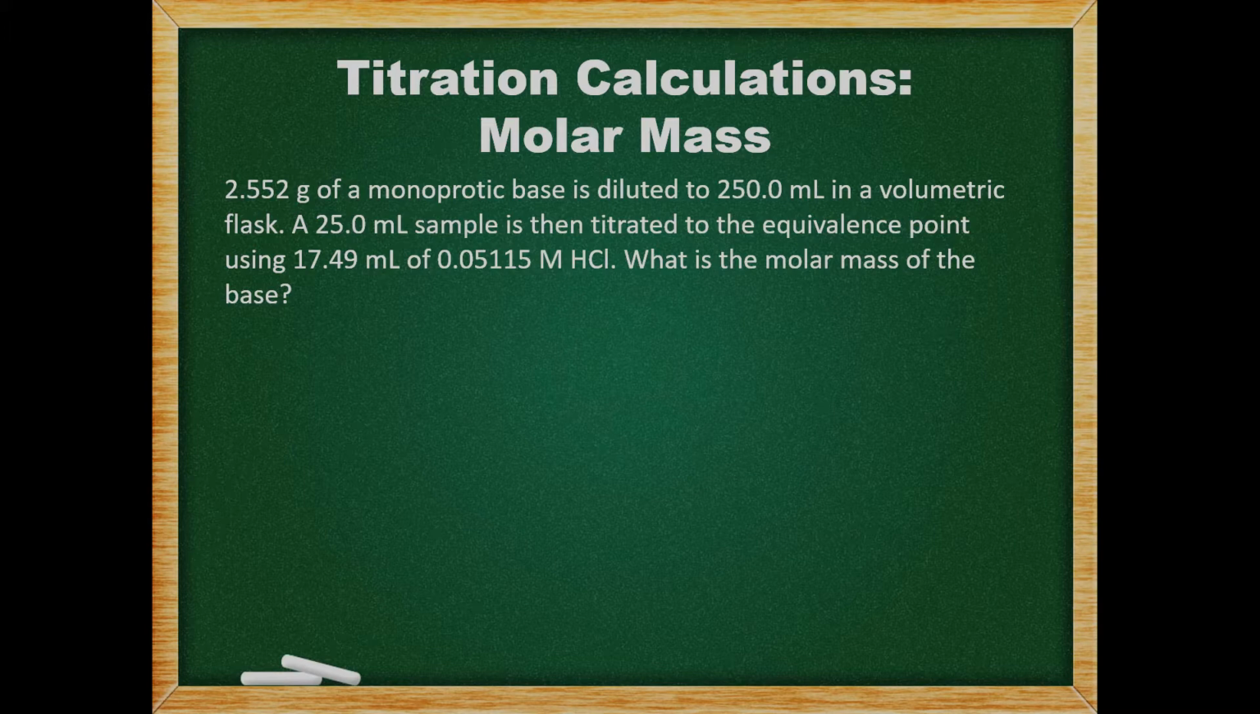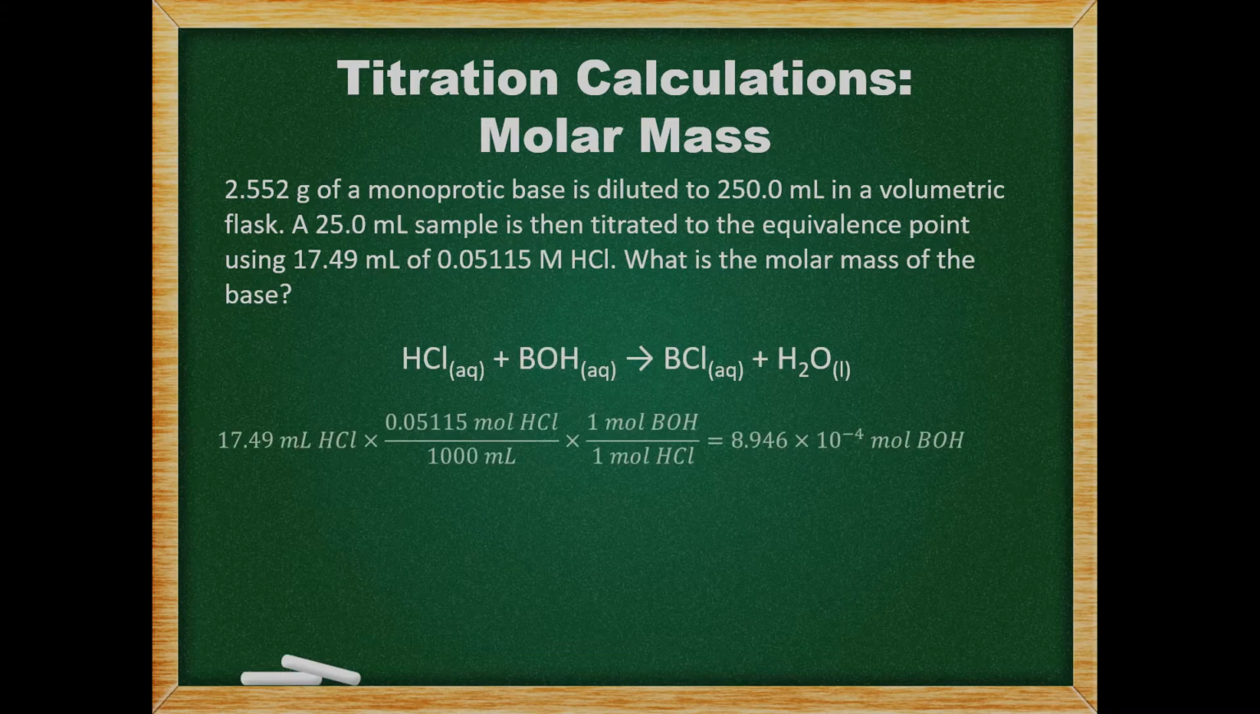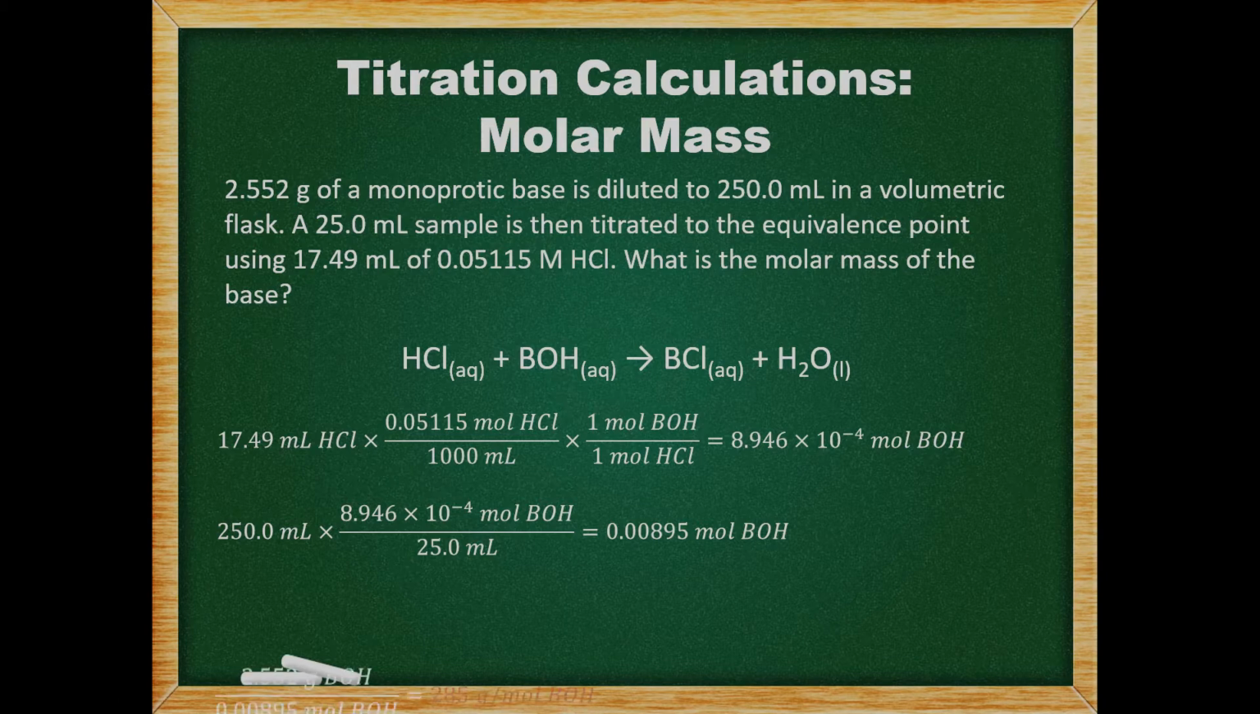Well, once again we write the balanced chemical equation first, and then convert milliliters of HCl to moles of the unknown base. Now we want to find the moles of the base in the original sample. There are probably several ways to do this, but I just multiplied the original volume by the concentration of the sample we titrated. This works because the concentration should be the same in both of them. Dividing the mass of the base in the original sample by the moles in the original sample gives us the molar mass in grams per mole.